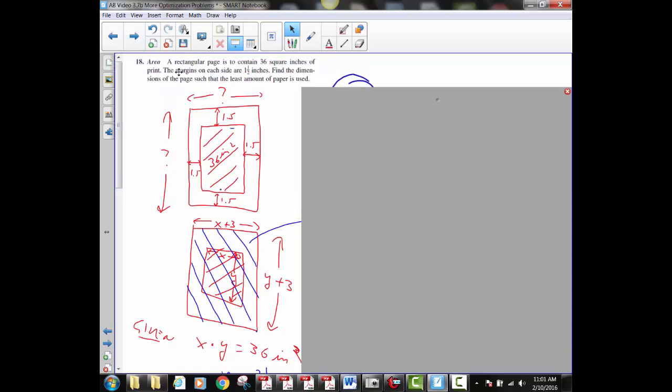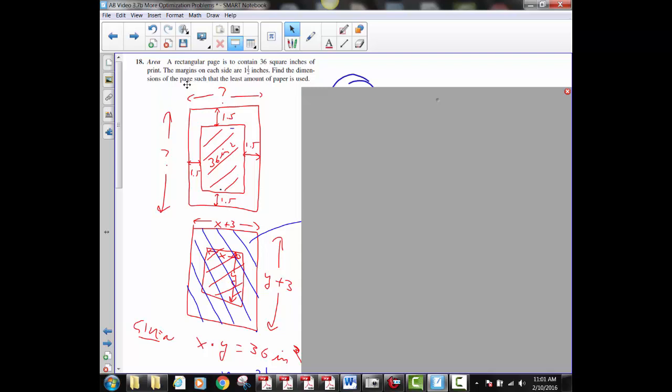Okay, this is an interesting question. A rectangular page is to contain 36 square inches of print. The margins on each side are 1.5 inches. Find the dimensions of the page. So you're trying to decide, like, you've written a book and you want to have this book printed. It's obviously not going to be an 8.5 by 11 book.